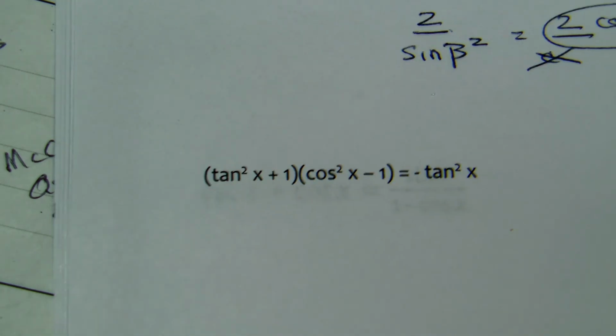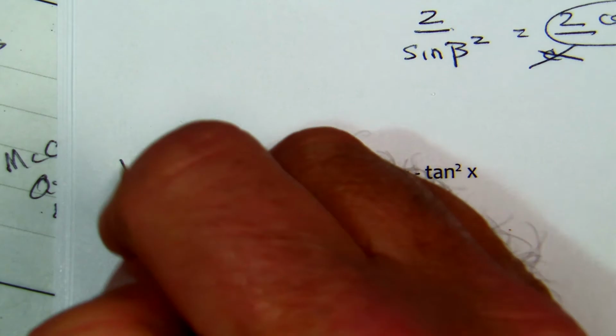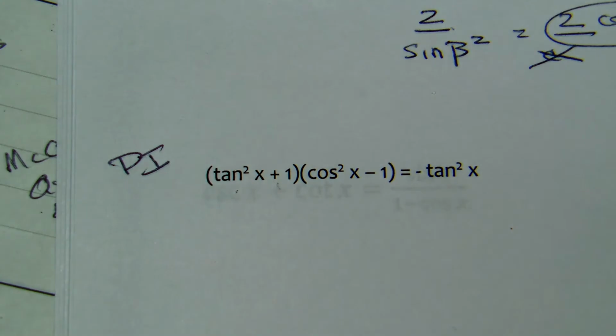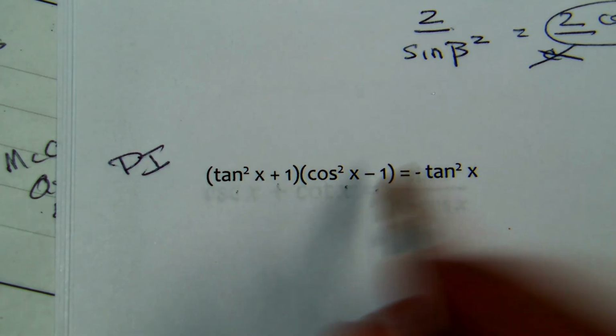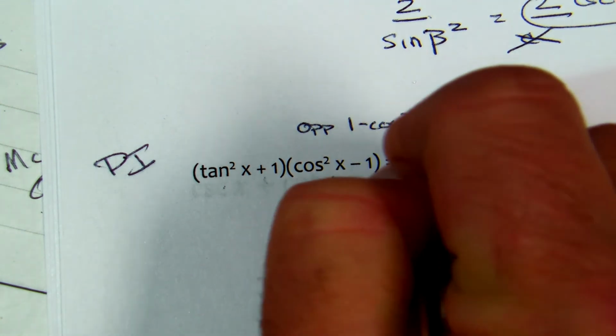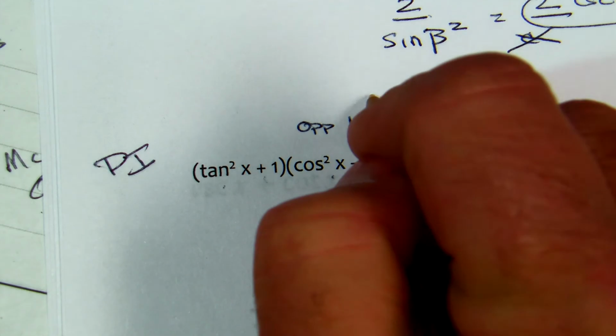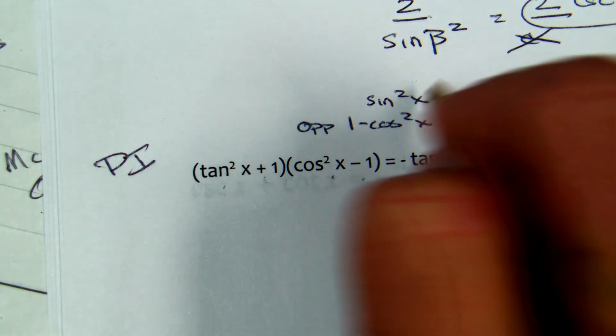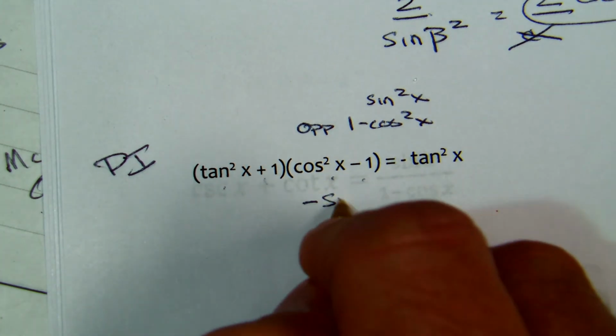I cannot stress enough, anytime you see something squared plus 1 or minus 1, you got Pythagorean identities. Cosine squared x minus 1 is the opposite of 1 minus cosine squared x. 1 minus cosine squared x is equivalent to sine squared x, so the opposite of that would be negative sine squared x.